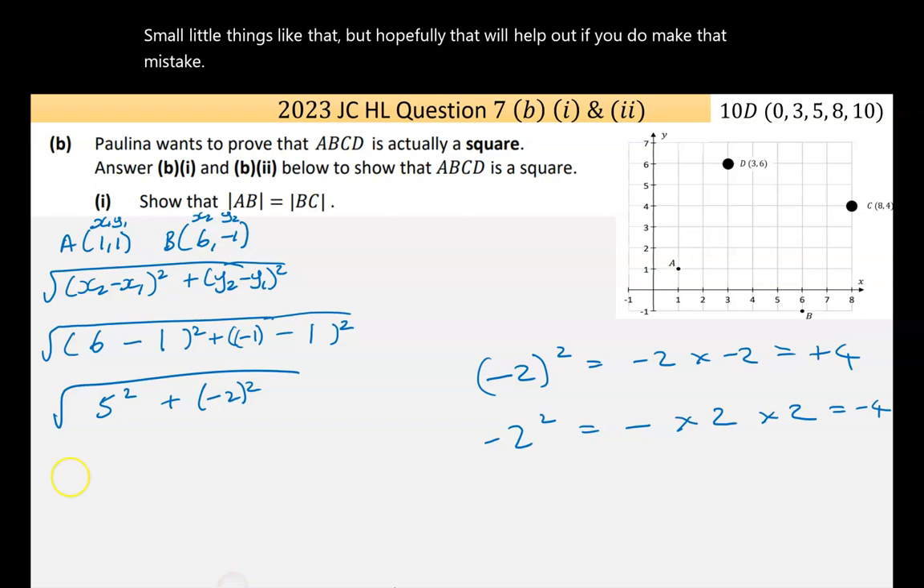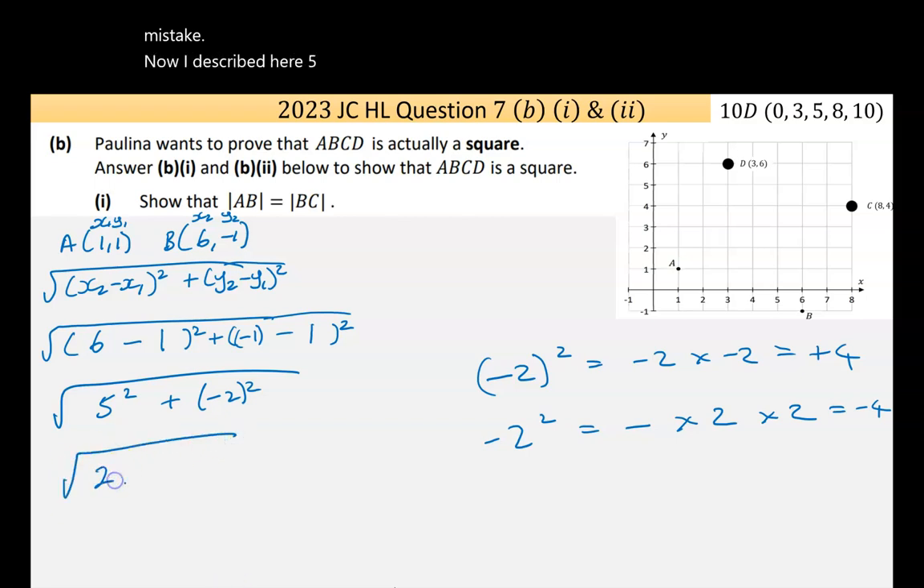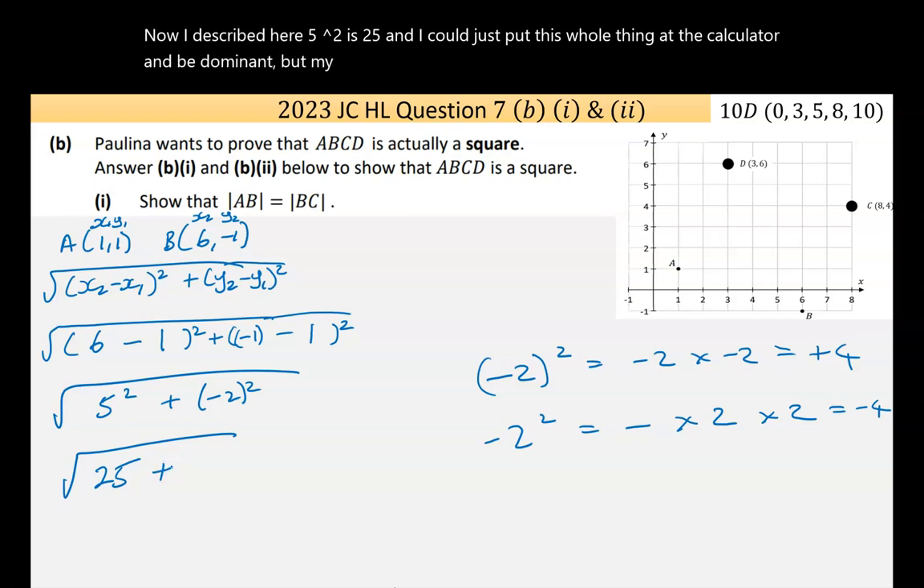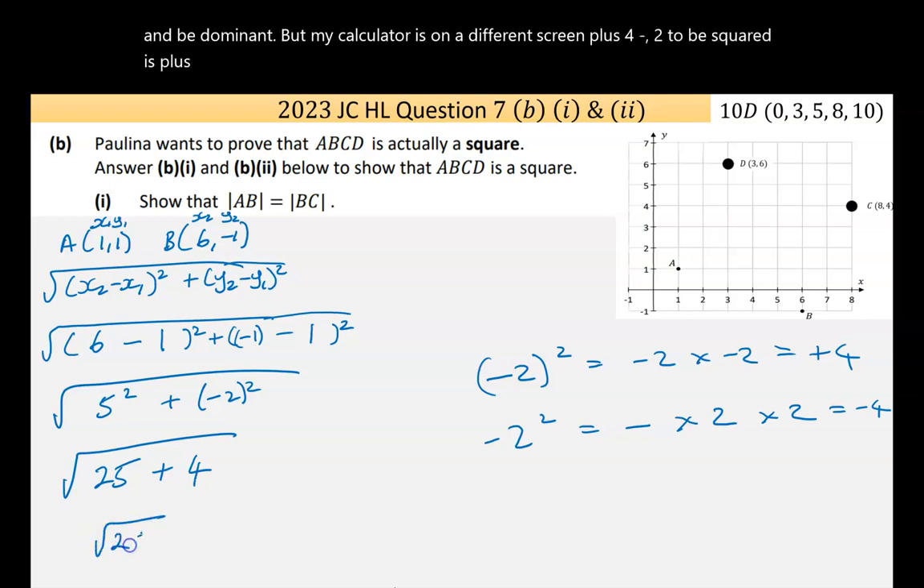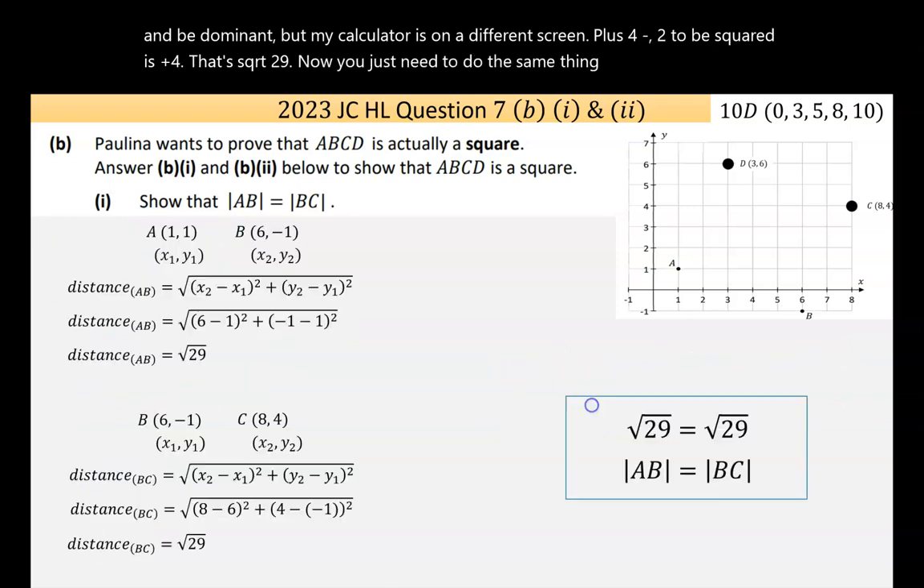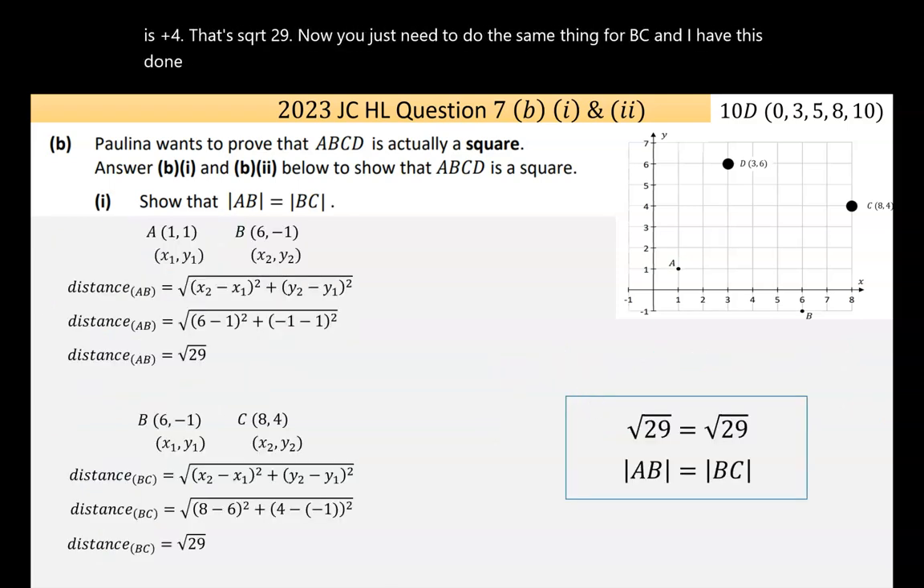Now, if I do the square root of 5 squared is 25, and I could just put this whole thing in the calculator and be done with it, but my calculator is on a different screen. Plus 4, minus 2 to be squared is +4. That's the square root of 29. Now you just need to do the same thing for BC, and I have this done out nice and handy here. Okay, so that was what we got for the first one.